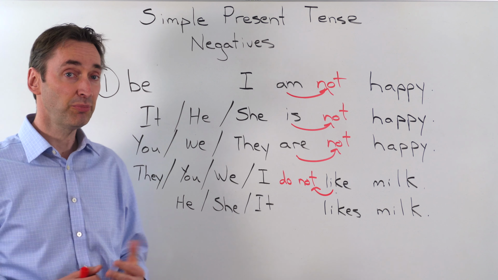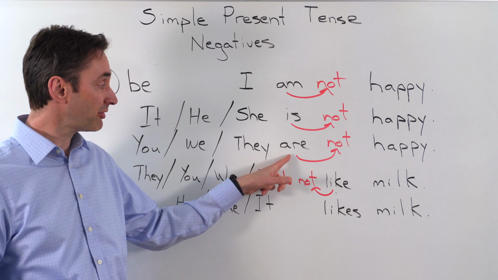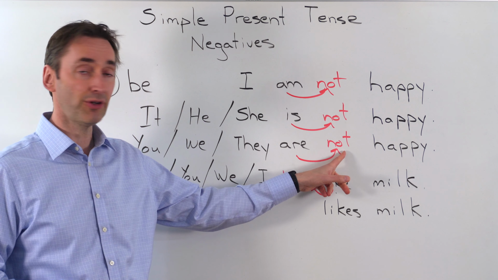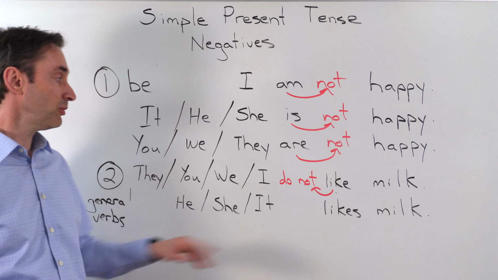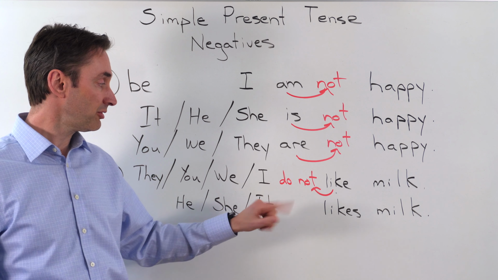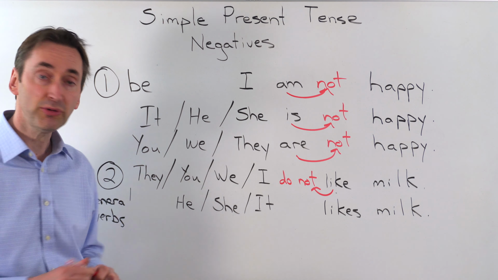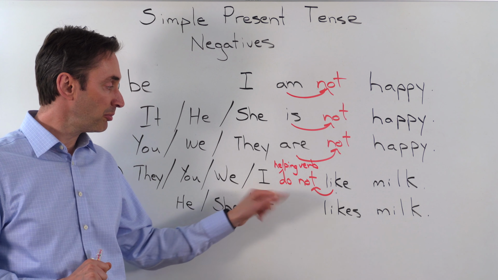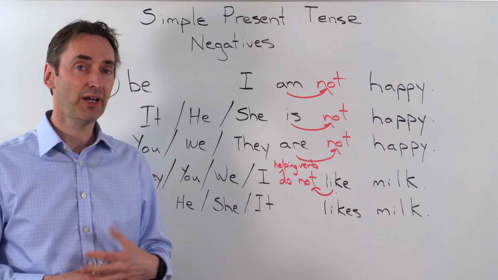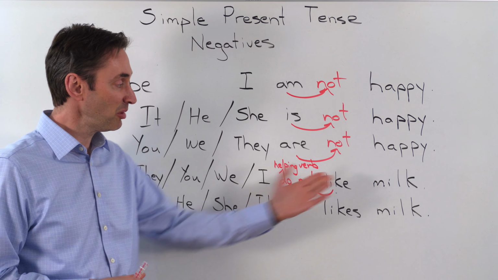This is different from be verb. With be verbs, after the be verb in the sentence, we add not only. With general verbs, we add do and not. Do is a helping verb. So we add the do helping verb and not. I do not like milk.